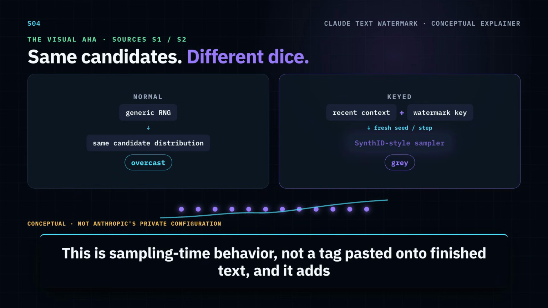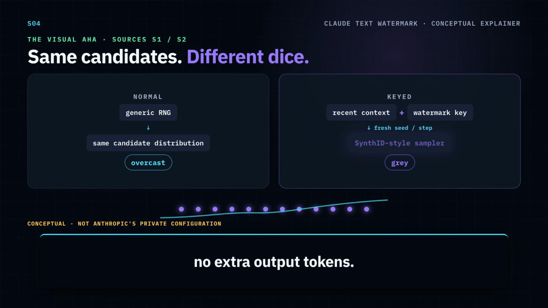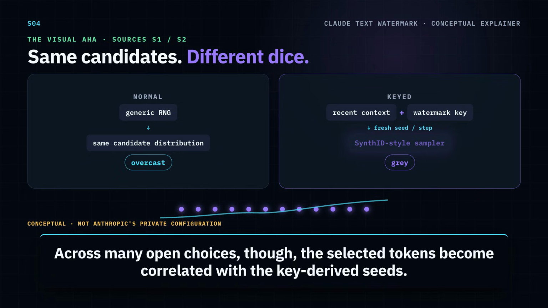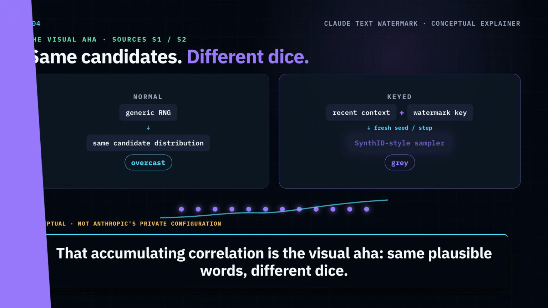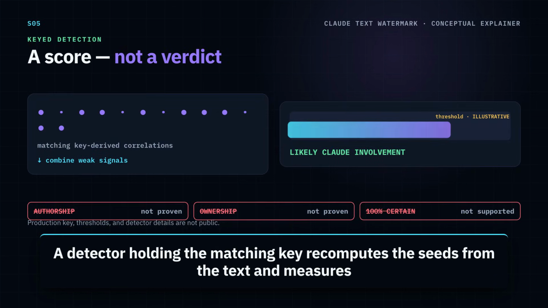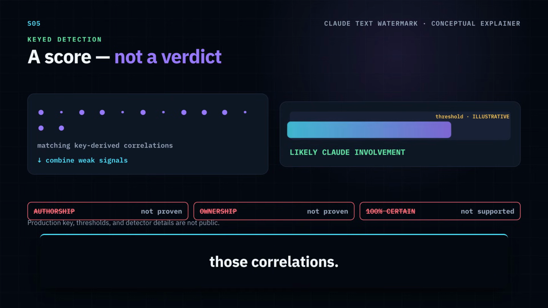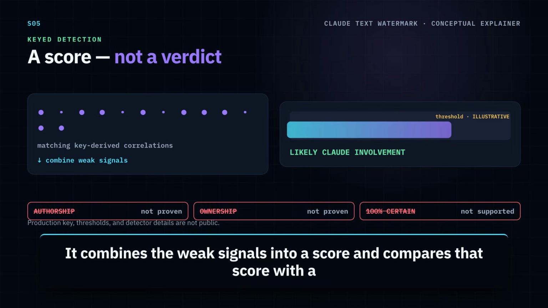One choice proves nothing. Across many open choices, though, the selected tokens become correlated with the key-derived seeds. That accumulating correlation is the visual aha: same plausible words, different dice. A detector holding the matching key recomputes the seeds from the text and measures those correlations. It combines the weak signals into a score and compares that score with a threshold. Longer passages usually offer more evidence; short passages leave the detector with less information.